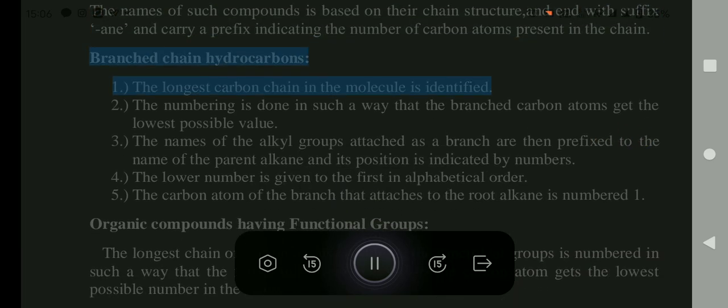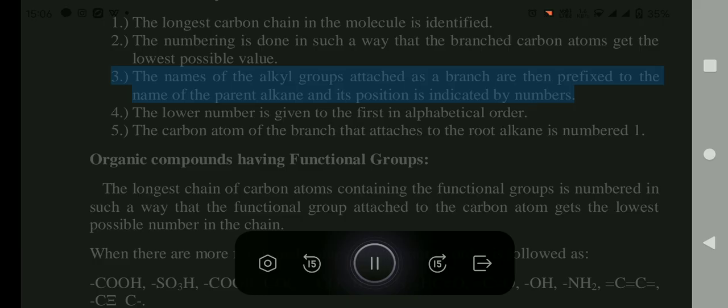Branched chain hydrocarbons. 1. The longest carbon chain in the molecule is identified. 2. The numbering is done in such a way that the branched carbon atoms get the lowest possible value. 3. The names of the alkyl groups attached as branches are then prefixed to the name of the parent alkane, and their positions are indicated by numbers. 4. The lower number is given to the first in alphabetical order. 5. The carbon atom of the branch that attaches to the root alkane is numbered 1.